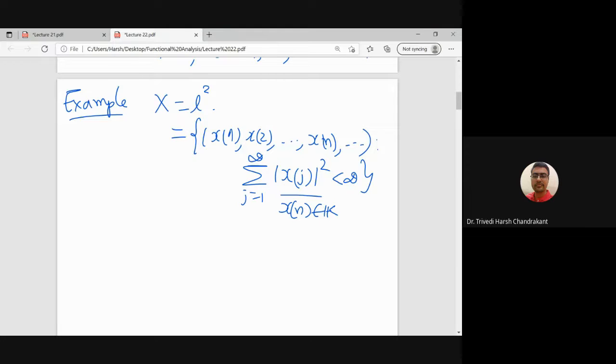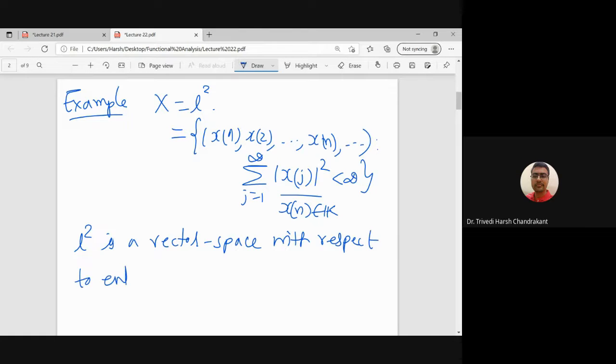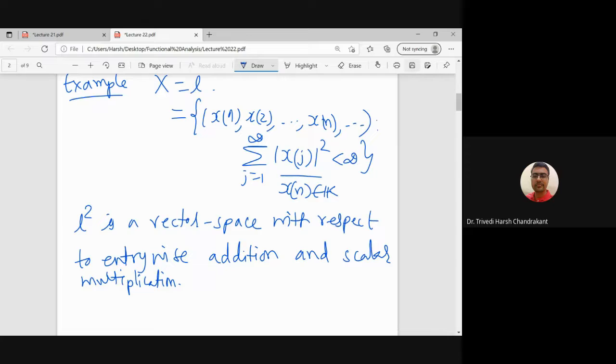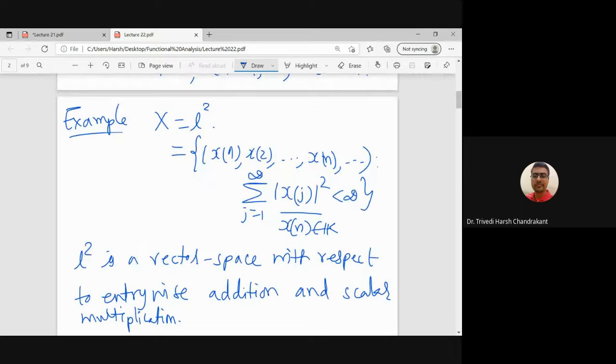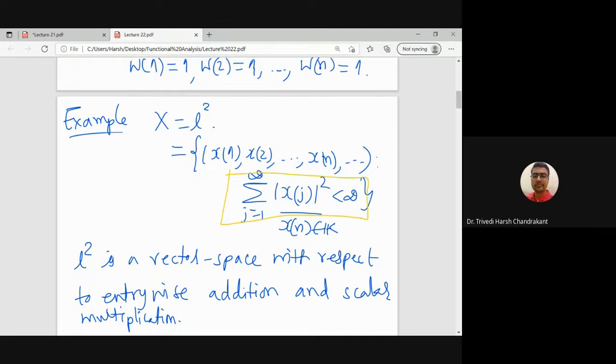So we know L2 is a vector space with respect to entrywise addition and scalar multiplication. Right, so it is already a vector space. The question is whether L2 is an inner product space. So to define inner product, we need to use this condition, because that is the only information given in the definition of L2.